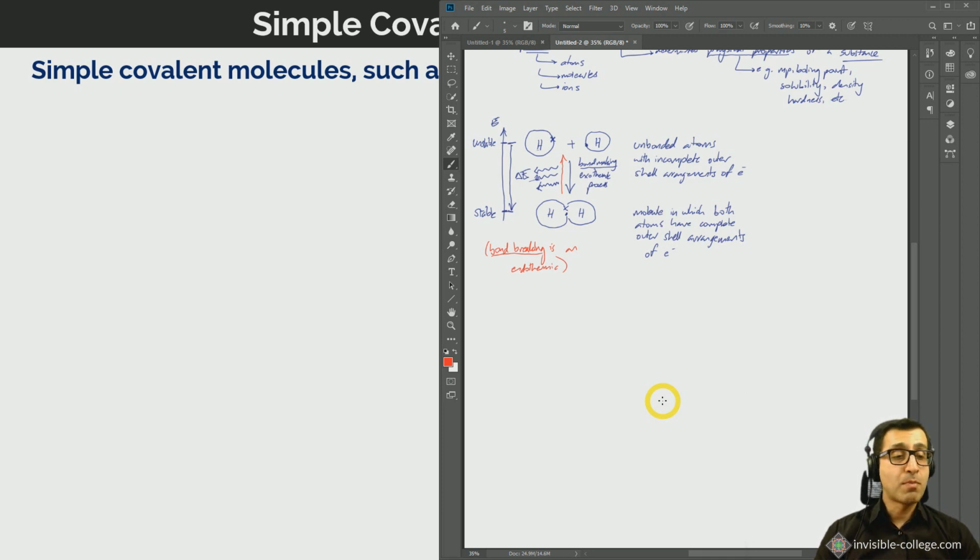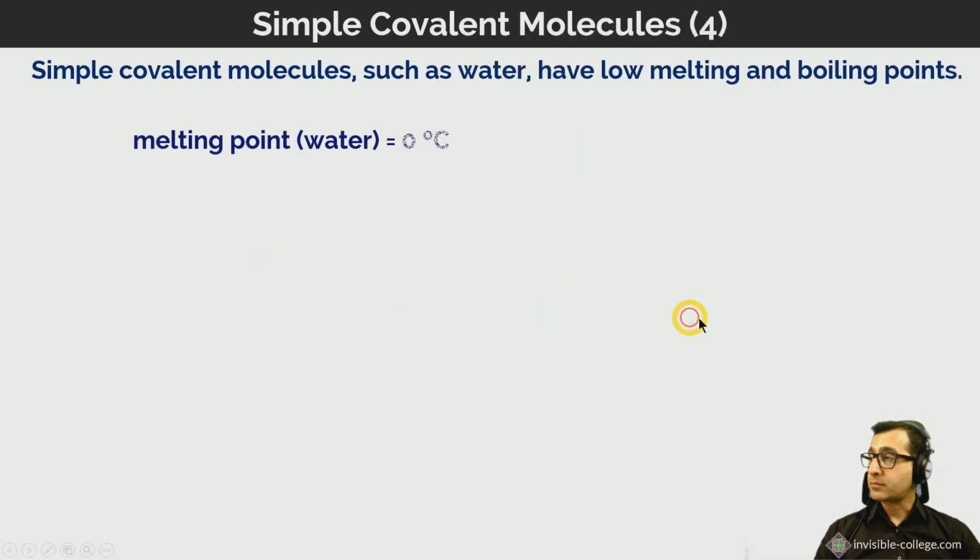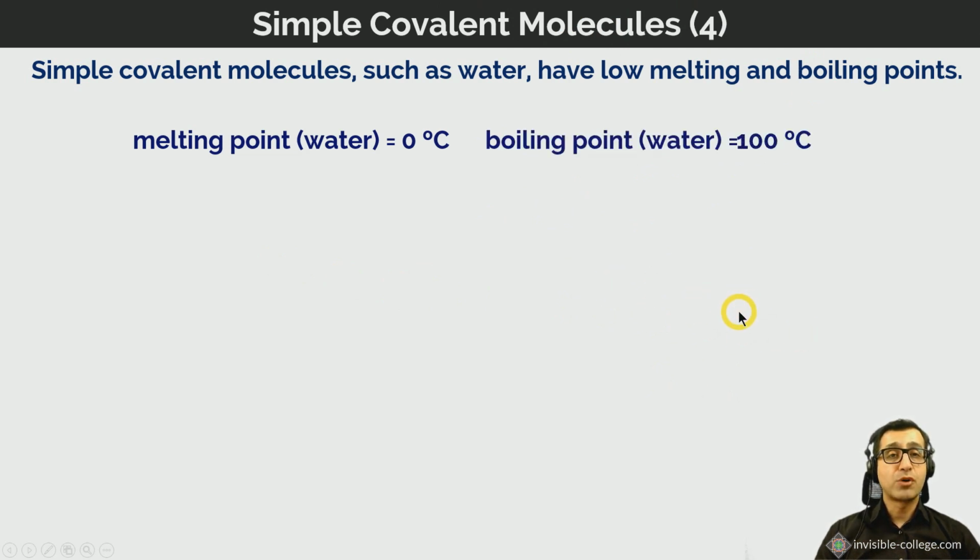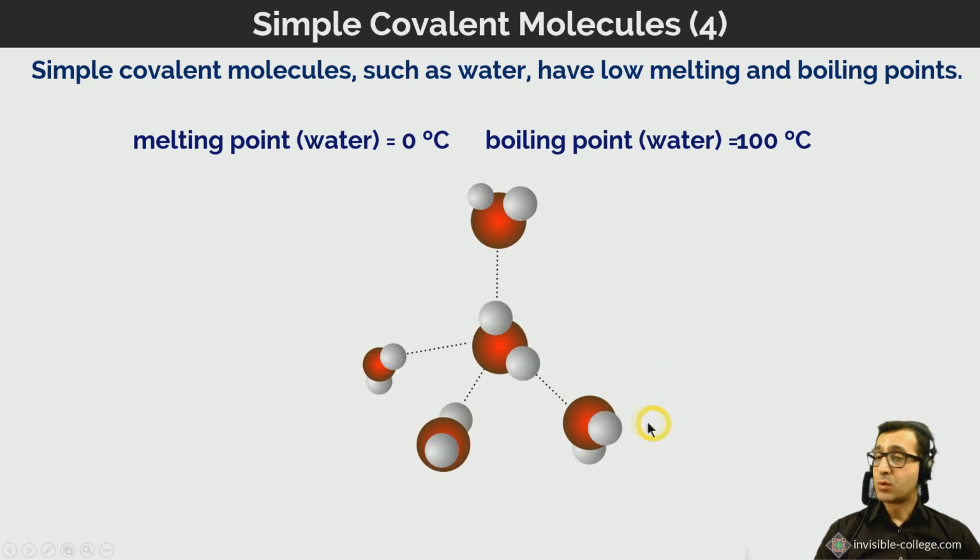What you have done when you melt or boil water is changed the physical bonding between those water molecules. So the melting point of water is 0 degrees centigrade. The boiling point of water is 100 degrees centigrade. Now, in solid water, the water molecules attract each other and are arranged in a particular regular geometry.